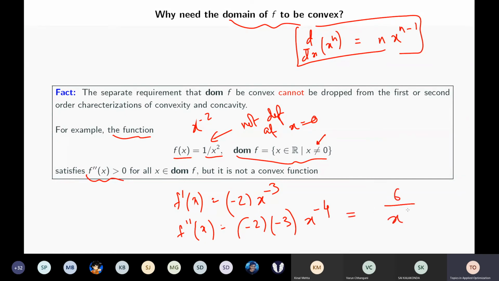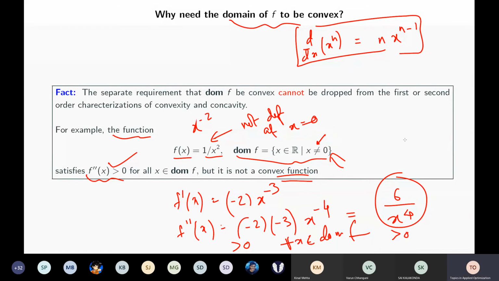So this becomes 6 by x to the 4, and this is always a positive number, especially since x equals 0 is removed from the domain, so there is no issue with x here. So this is indeed greater than 0 for all x in the domain. This is what is verified here, but it is not a convex function. We can prove that this is not a convex function because it is of the form 1 by x squared. So what is the plot of 1 by x squared?